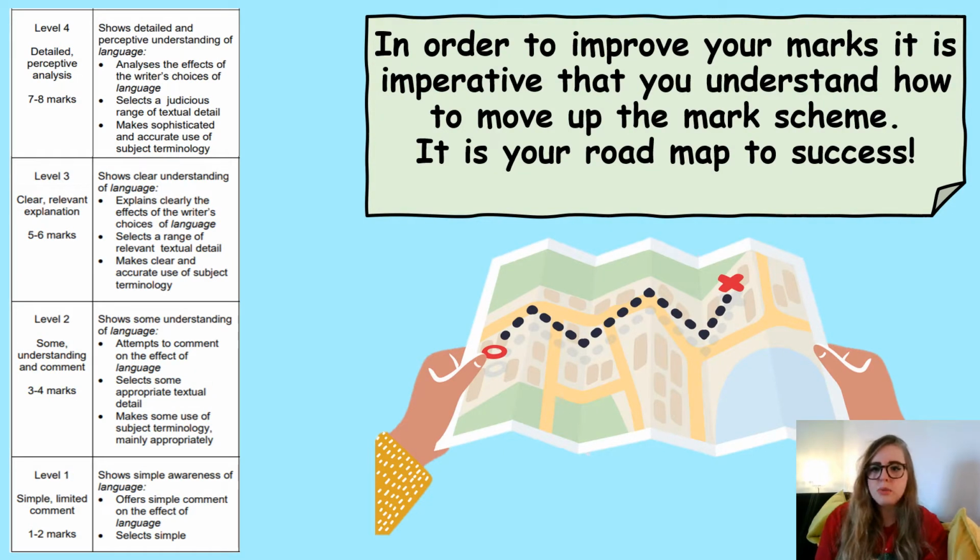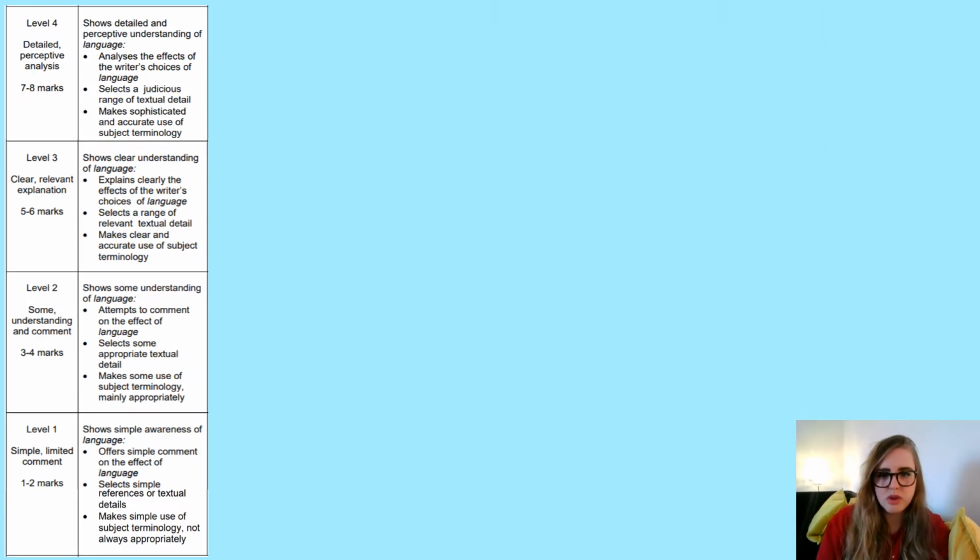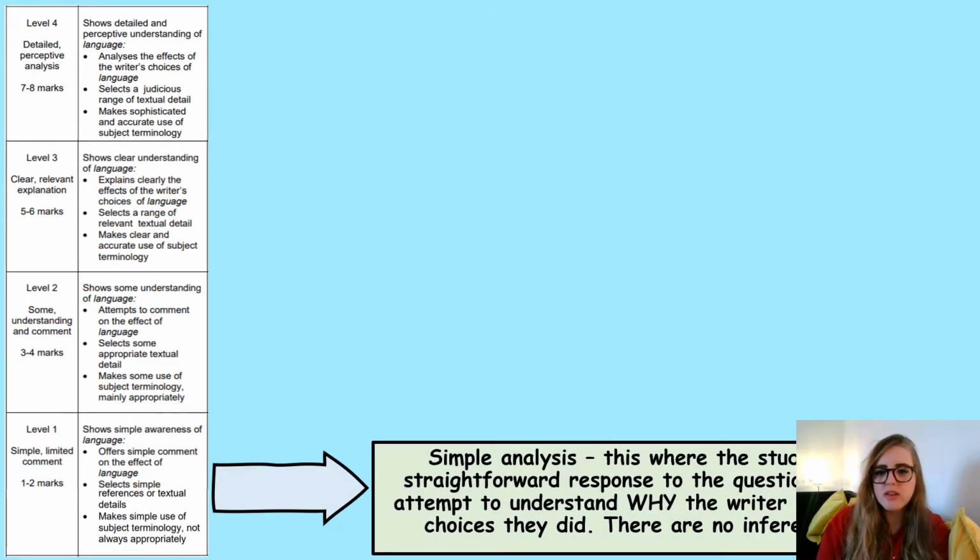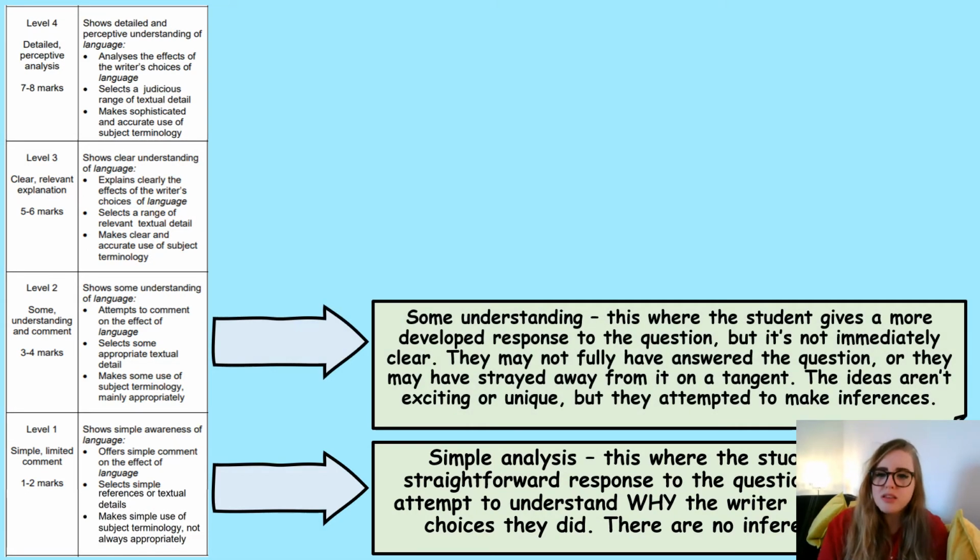Okay, so it's really important that you understand the mark scheme in order to succeed. That's like your success roadmap, if that makes sense. So level 1 then is this simple analysis, very straightforward. The student isn't attempting to understand why the writer's done something. There's no inferences there. It's just very straightforward and simple. Then some understanding, where the student has tried, but it's not very clear. They might have fully answered the question, or they might have strayed away on a tangent.